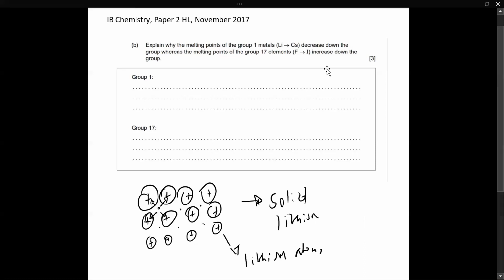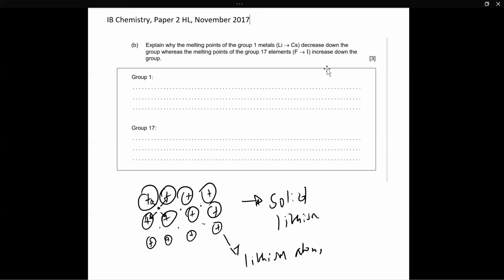But if it's closer, the force of attraction is stronger, right? That's common sense. That's logic. So as we move down, and as the ionic radius of each consecutive element in group 1 increases, we see that the electrostatic force of attraction that holds the lattice structure of solid group 1 metals together gets weaker and weaker, because the positively charged nuclei of the group 1 metal ions are becoming farther and farther away from the delocalized electrons in the structure.